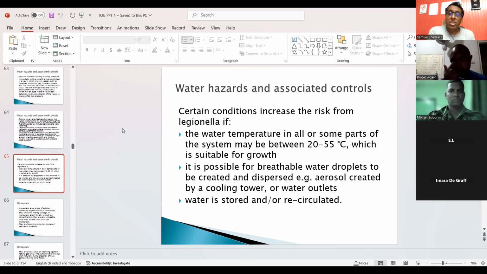I was telling you all about the condition and the temperature, right? Certain conditions increase the risk from Legionella if the water temperature in all or some parts of the system may be between 20 to 55 degrees Celsius, which is suitable for that bacteria to grow. It is possible for breathable water droplets to be created and dispersed, for example aerosols created by a cooling tower or water outlets. Water is stored and or recirculated, and of course, if you have that, you can get the water droplets. If it's in this temperature range, it's not as if the bacteria will always be there, but it could be there.